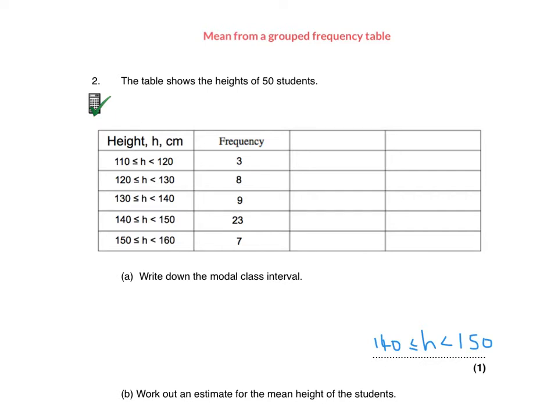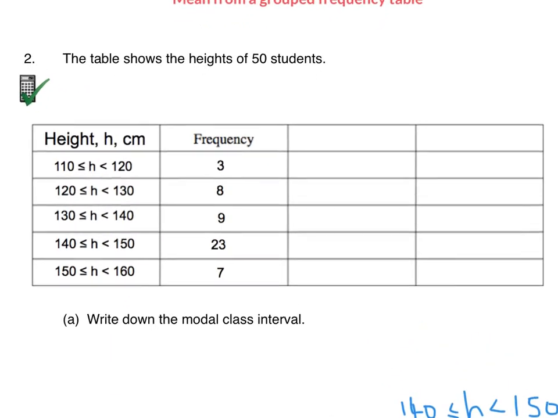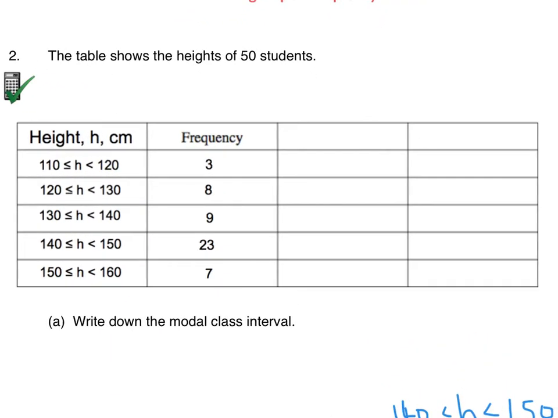Now the second question is asking about the mean: work out an estimate for the mean. The first thing we're going to do is find what we call the midpoint. I'm going to zoom in a wee bit into the table, and we'll type in midpoint. The midpoint is the number right in between 110 and 120. That's fairly straightforward, it's just 115.